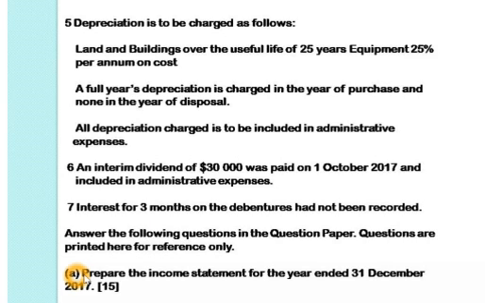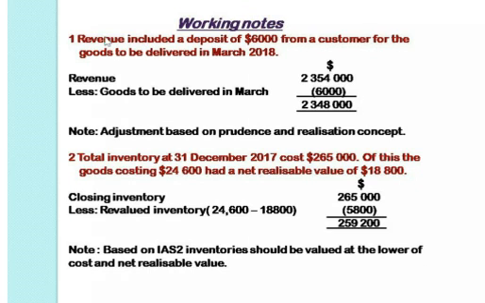Then, in part A of the question, we are asked to prepare the income statement for the year ended 31st December 2017. So, let's do all the adjustments and then we will make the income statement for the year ended 31st December 2017. Do the working notes for all the adjustments. First, revenue included a deposit of $6,000 from a customer for the goods to be delivered in March 2018.